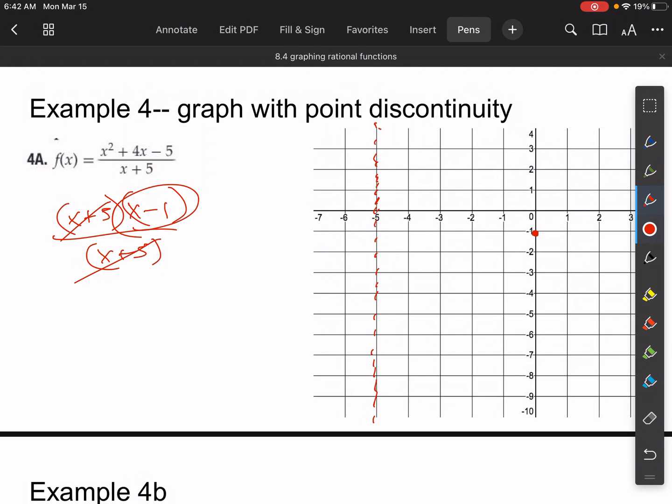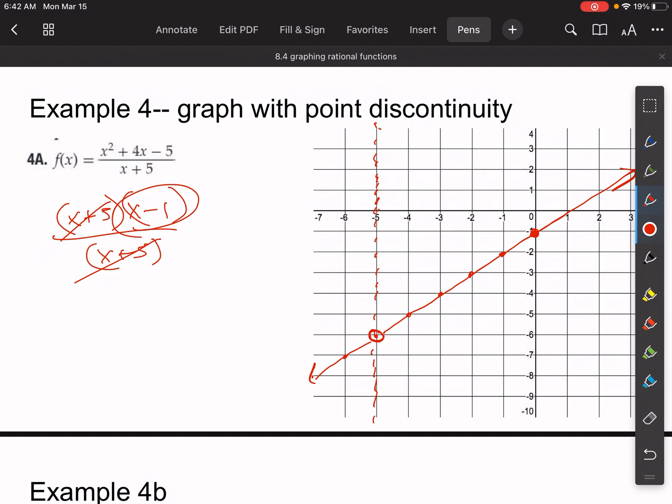x minus 1 has a y-intercept of -1, and then a slope of 1. So this is going down 1 over 1, down 1 over 1, down 1 over 1, down 1 over 1, and boom, right there we have a hole in the graph. But it's going to continue on, so it's going to look like this. All right, and you're done. So that's just an example of this thing called point discontinuity.